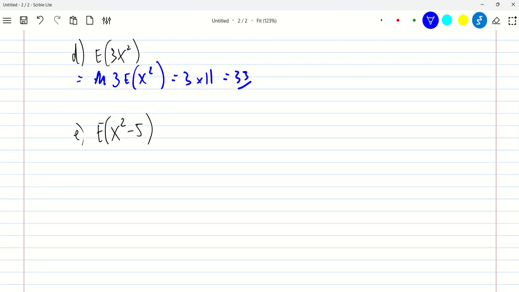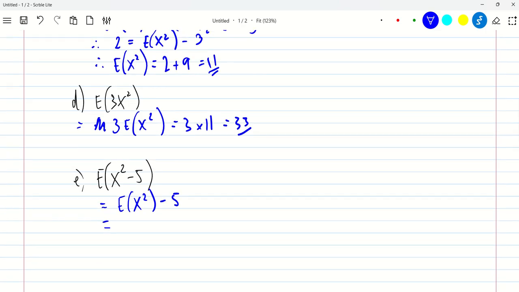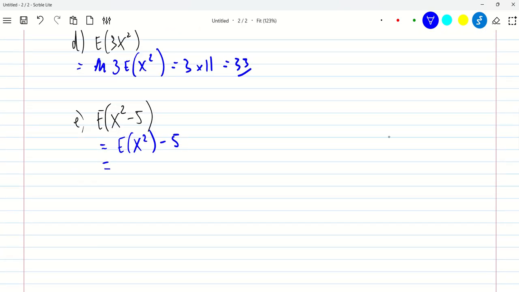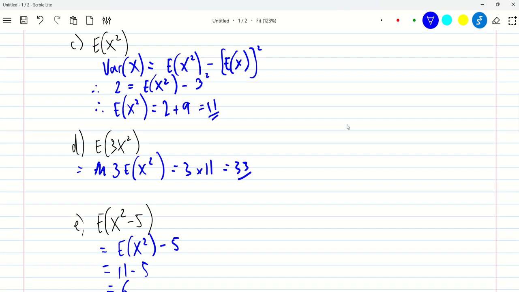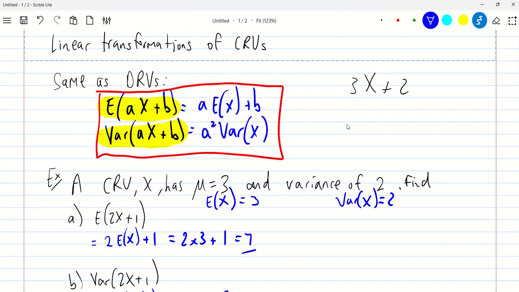And finally, again that's a linear transformation of X squared, so that's E(X squared) take away 5. What was the expected value of X squared? I've forgotten it already. 11, take away 5, which is equal to 6. So nice and easy. That's just applying those linear transformation formulas.